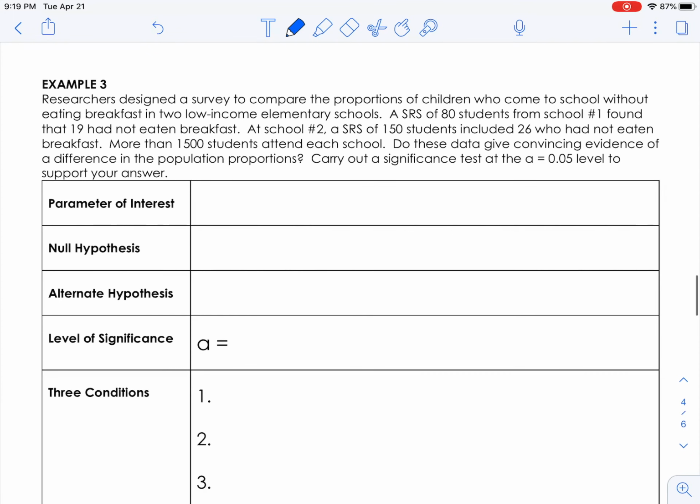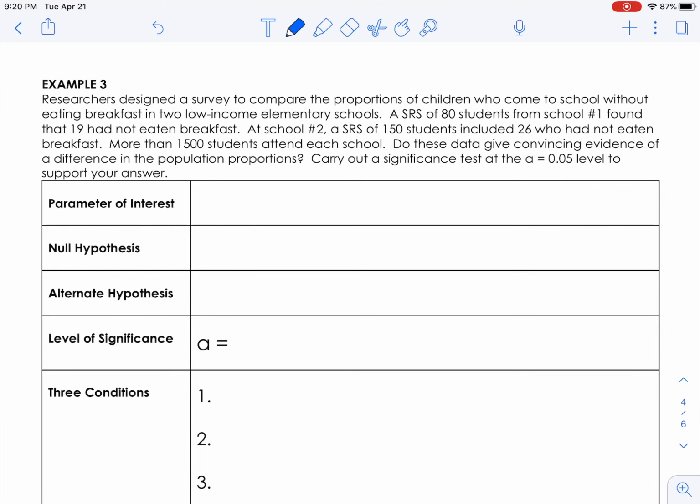Now here we're doing a full example. It says researchers designed a survey to compare the proportions of children who come to school without eating breakfast in 2 low-income elementary schools. A simple random sample of 80 students from school 1 found that 19 had not eaten breakfast. And at school 2, a simple random sample of 150 students included 26 who had not eaten breakfast. More than 1,500 students attend each school. Do these data give convincing evidence of a difference in the population proportions? Carry out a significance test at a 0.05 level to support your answer.